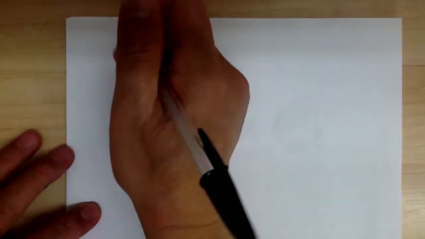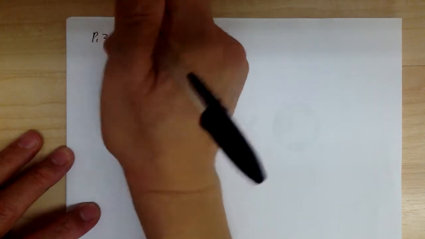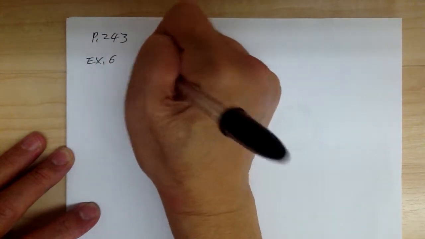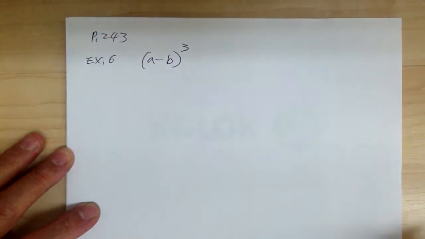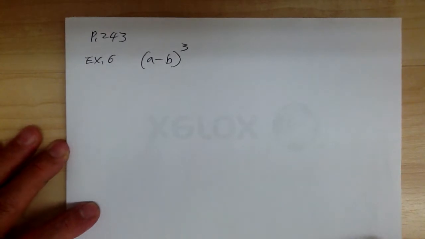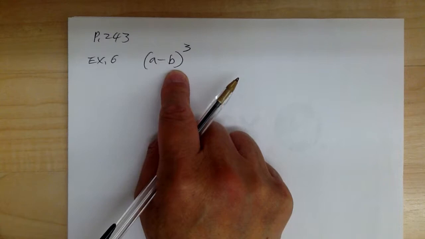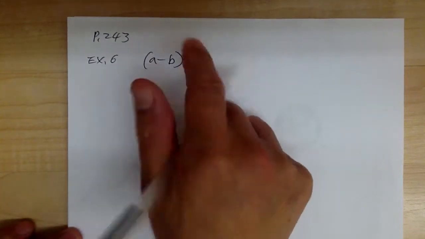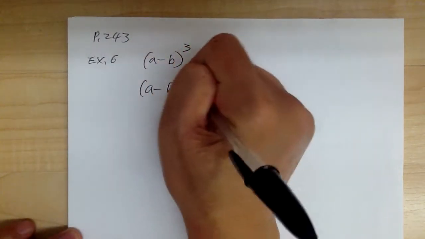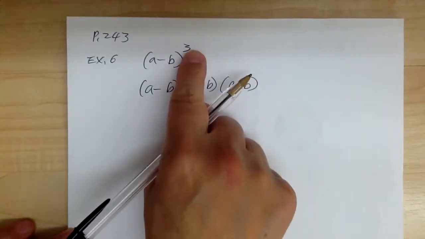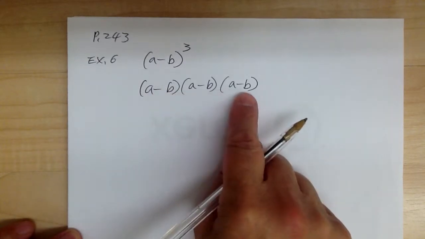Okay, let's go to example 6. Example 6, you have a minus b to the 3 power. Now, when you go to Algebra 2, you're going to learn a shortcut to multiply this quickly. But right now, you don't know the math yet, so you have to do it the long way. So the cube means you're going to have 3 of them. Write out the 3 times. That's what cube means. You have a minus b times a minus b times a minus b.